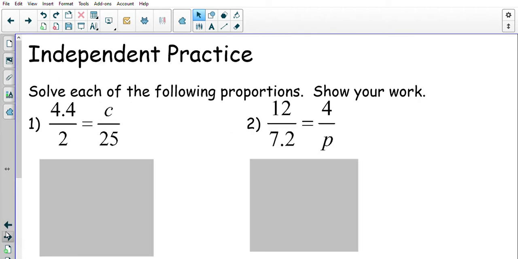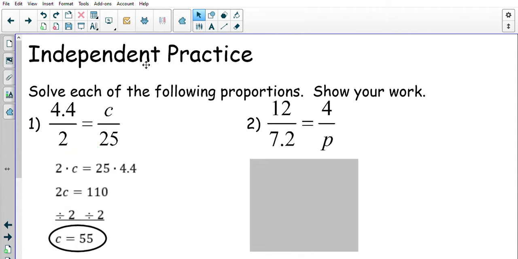All right, here's 2 independent practice problems for you to try. Go ahead and pause the video, give these 2 questions a try, and when you're ready, unpause the video, and we'll take a look at these solutions. All right, how'd you do with these questions? Hopefully pretty well. So let's look at number 1.